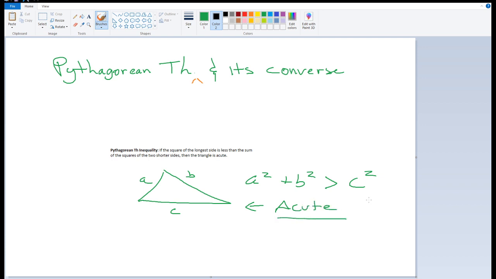Again, if it's equal, we know it's going to be a right triangle. If it's more than that longest side, it's acute. But if it's less, a squared plus b squared is less than c squared, then we know it's going to be obtuse.